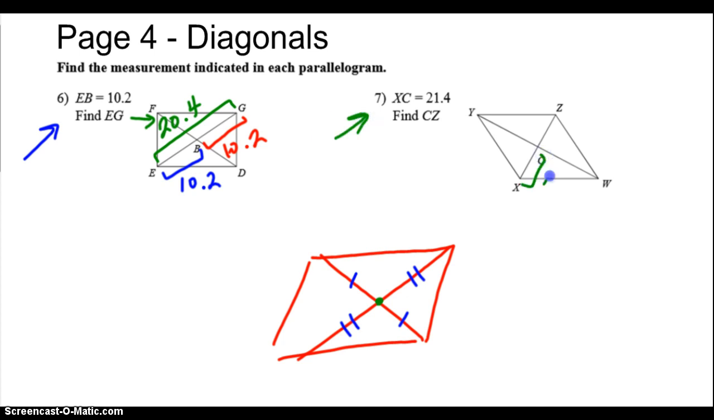For 7, looking at 7 now, let's see, XC is 21.4, and it asks me to find what CZ is. Well, this is even easier. We know that the diagonals bisect each other, so that both these halves here and here are congruent. So this will also be 21.4. Not too bad. Let's try to add in some algebra.